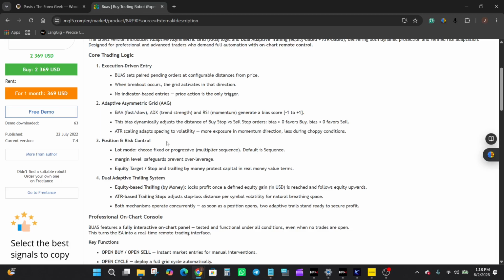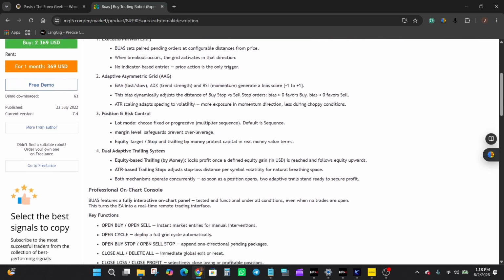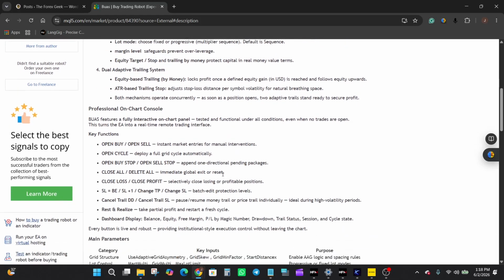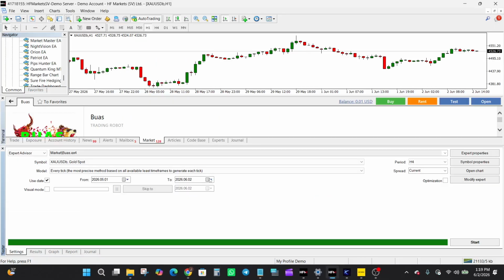Now, another important section is the on chart console. All right. This basically turns the EA into a control panel where you can manually open cycles, close trades, adjust SL and TP, manage trailing, or even reset operations without leaving the chart. Now I'm going to move into the strategy tester and run through historical data to see how this logic behaves over time. All right. Let's just head over to our strategy tester.